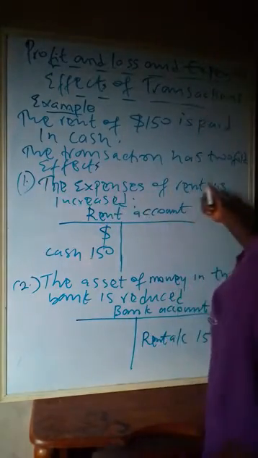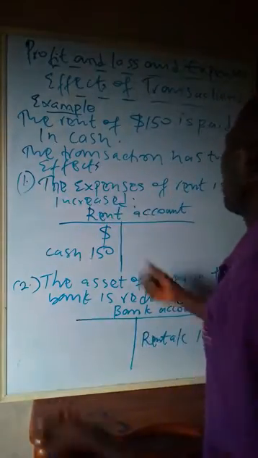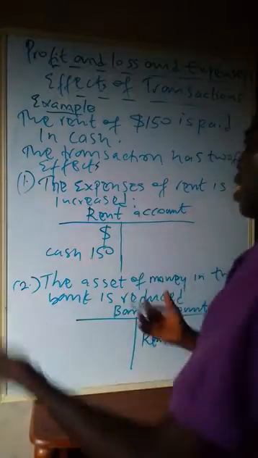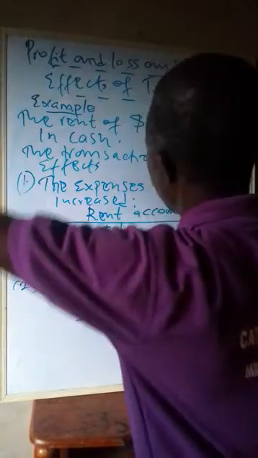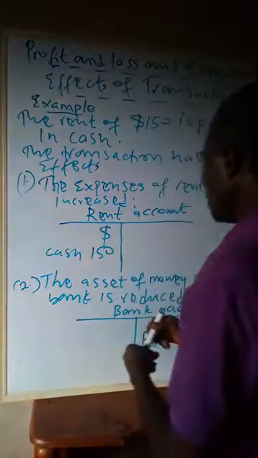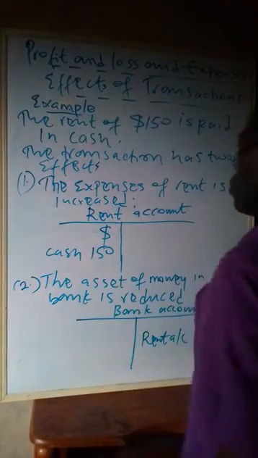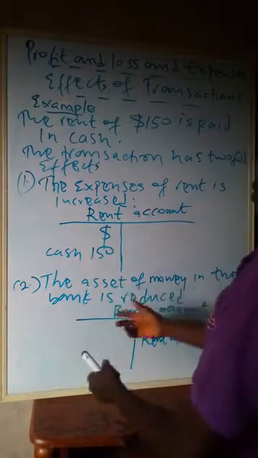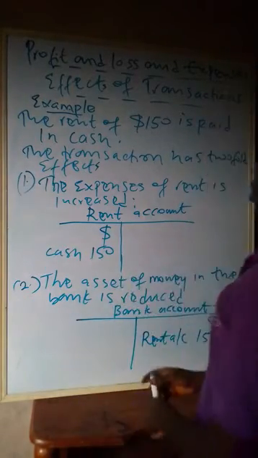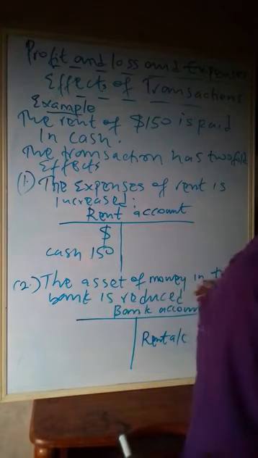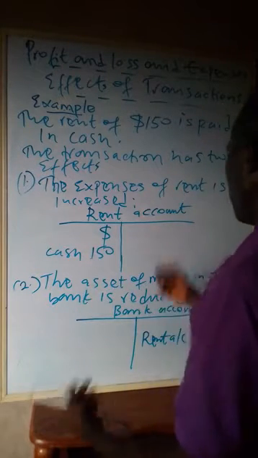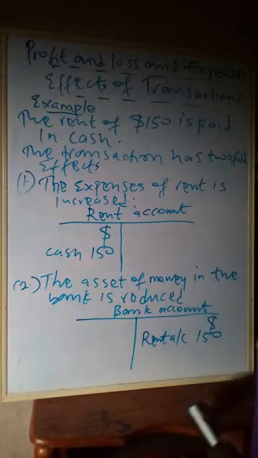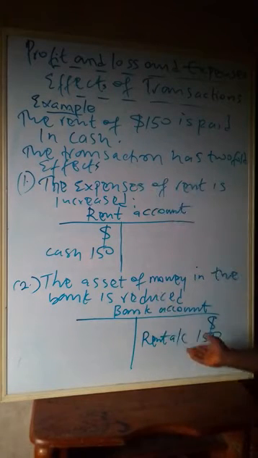The expense of rent is increased, and when expenses increase, their balance is a debit. So you debit rent with cash of $150. The second effect is that the asset of money in the bank is reduced. It's reduced because we took money out of the bank to pay the rent.